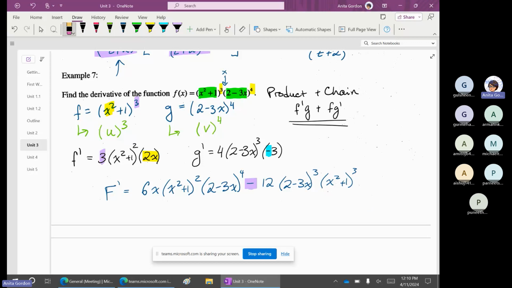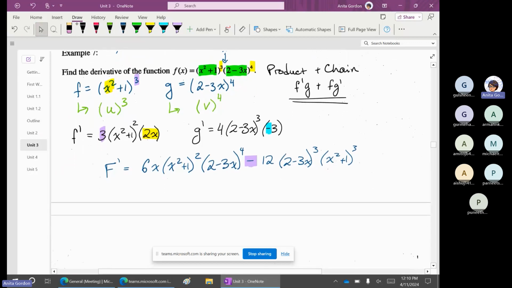Yes. You could take common factors out. You could take an x squared plus 1. You could take a 6 out. And you could take a 2. Yeah, okay, let's factor it fully. What can I pull out? I can take a 6. I can take an x squared plus 1. How many of them? 2. And 2 minus 3x, 3 of them.